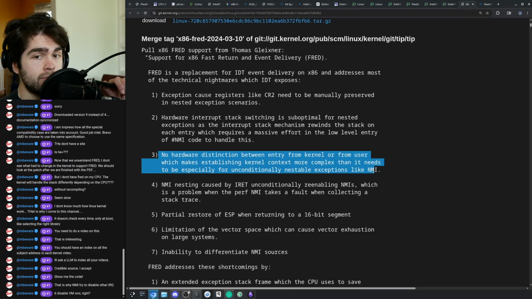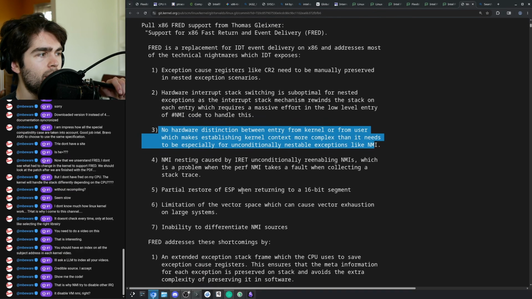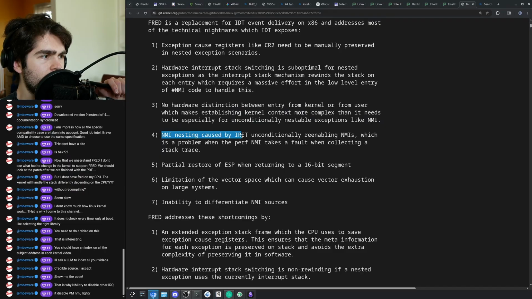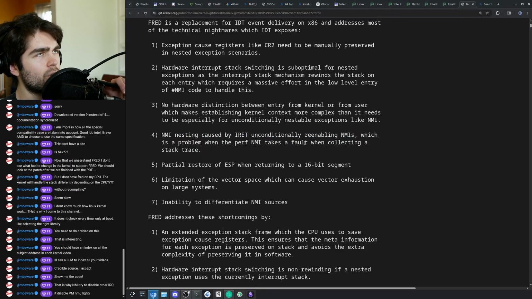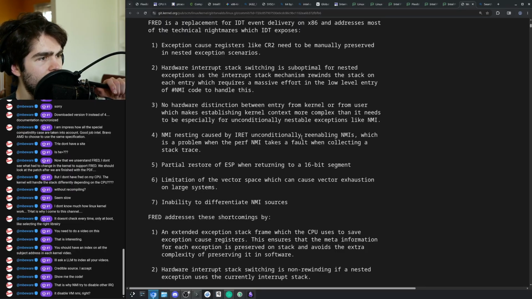Okay, I think we're going down a rabbit hole that is way too deep for us, and we don't need to go there. NMI nesting caused by IRET, so interrupt return, unconditionally re-enabling NMIs. I don't get that. Okay, so I guess the idea is that an NMI cannot be interrupted. So once an NMI is on the core, it disables NMIs. Okay, I think my understanding is getting there. Which is a problem when perf NMI takes a fault when collecting a stack trace. Okay. Yeah, I'm not sure if I'm understanding this. I don't care.